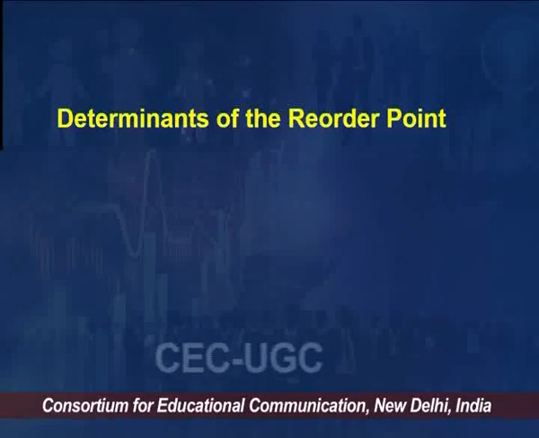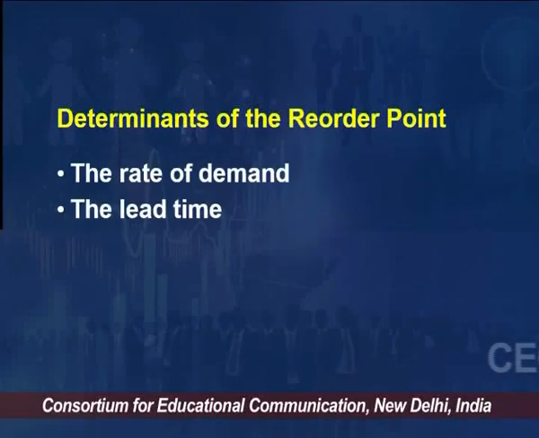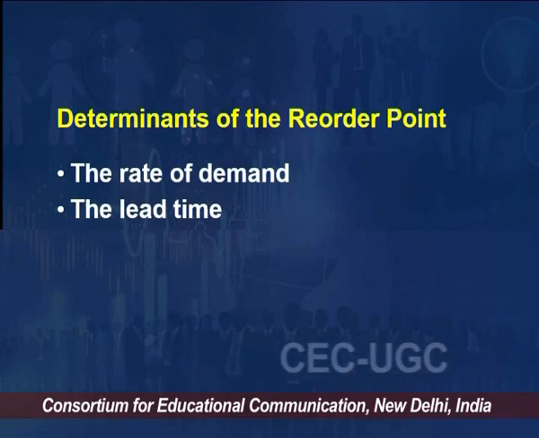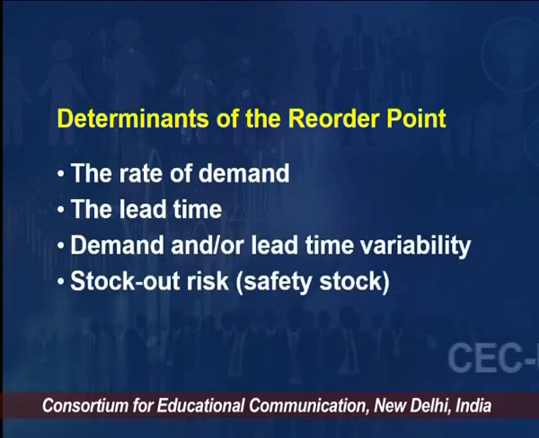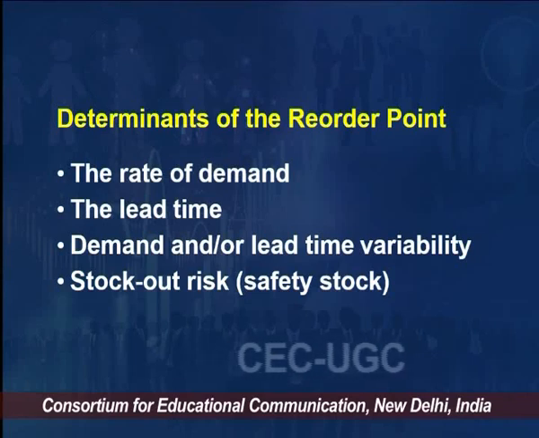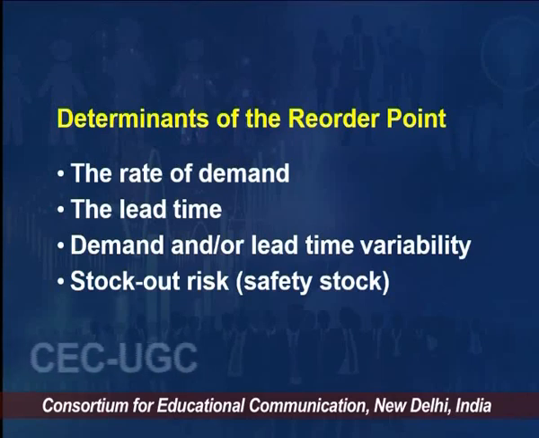So what are the determinants of a reorder point? Reorder points actually depend on the rate of demand. If the demand is very high, the reorder point will come very quickly. The lead time, demand or lead time variability, stock out risk. For that you have safety stock. Therefore, if the rate of demand is low, the reorder point will come after some time. If the lead time is more, the reorder point will come early, and vice versa.